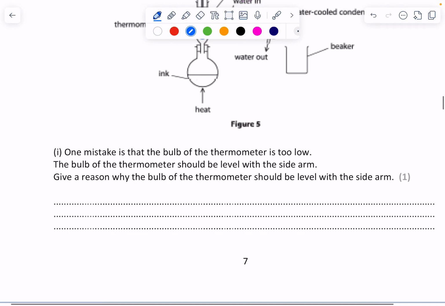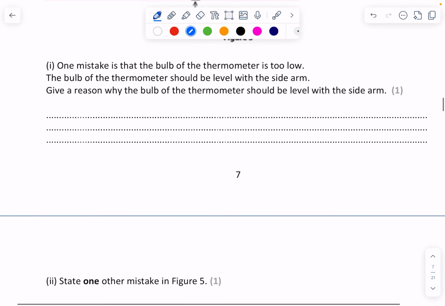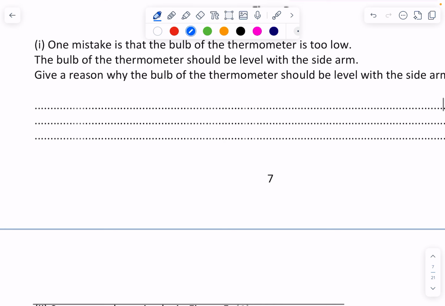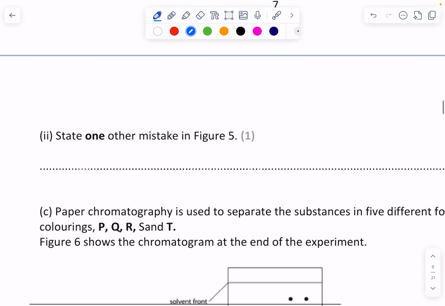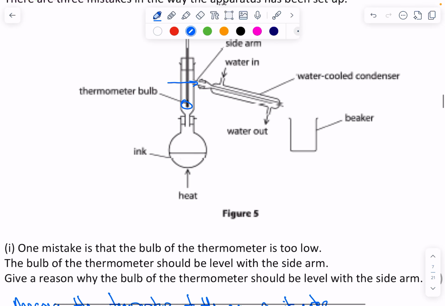Give a reason why. So we want it to be level with the sidearm because we want it to measure the temperature of the gas as it enters the condenser, because that lets us know if the right gas is working its way through the condenser.